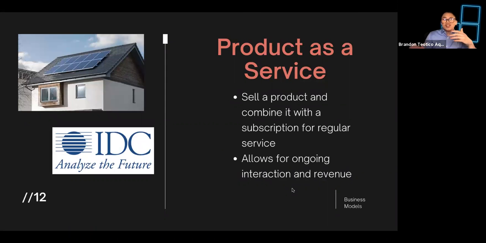And then next up, we have product as a service. So in this one, it's pretty much as the name says, which is to sell a product and then combine it with subscription or some kind of service. Examples of these are solar panels, where you purchase the solar panel, but you also pay reoccurring fees for maintenance, upgrades, and other miscellaneous parts. And then we also see product as a service models being widely used in like the software market. So here we have IDC, which is the International Data Corporation. And the benefit of the product as a service model is that it allows for ongoing interaction and revenue.